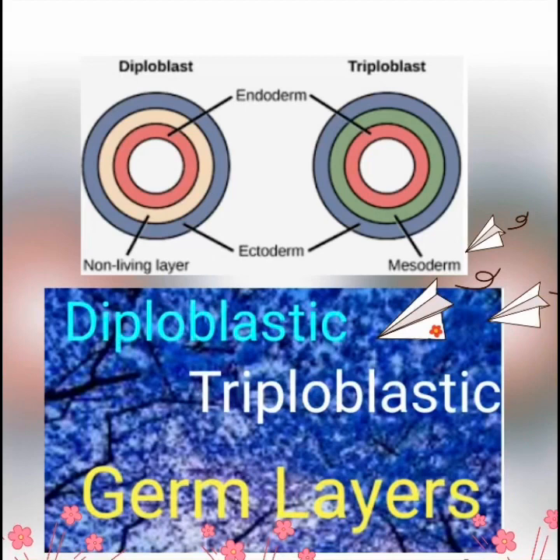Germ layers, diploblastic and triploblastic. In case of multicellular animals, germ layers are formed during the initial period of their embryonic development, and from those germ layers only, different tissues are formed in the body. A diploblastic organism has two layers of tissue in its body, ectoderm on the outside and endoderm on the inside. A triploblastic organism has three main layers of tissue in its body, ectoderm on the outside, endoderm on the inside, and between the ectoderm and the endoderm is the mesoderm.